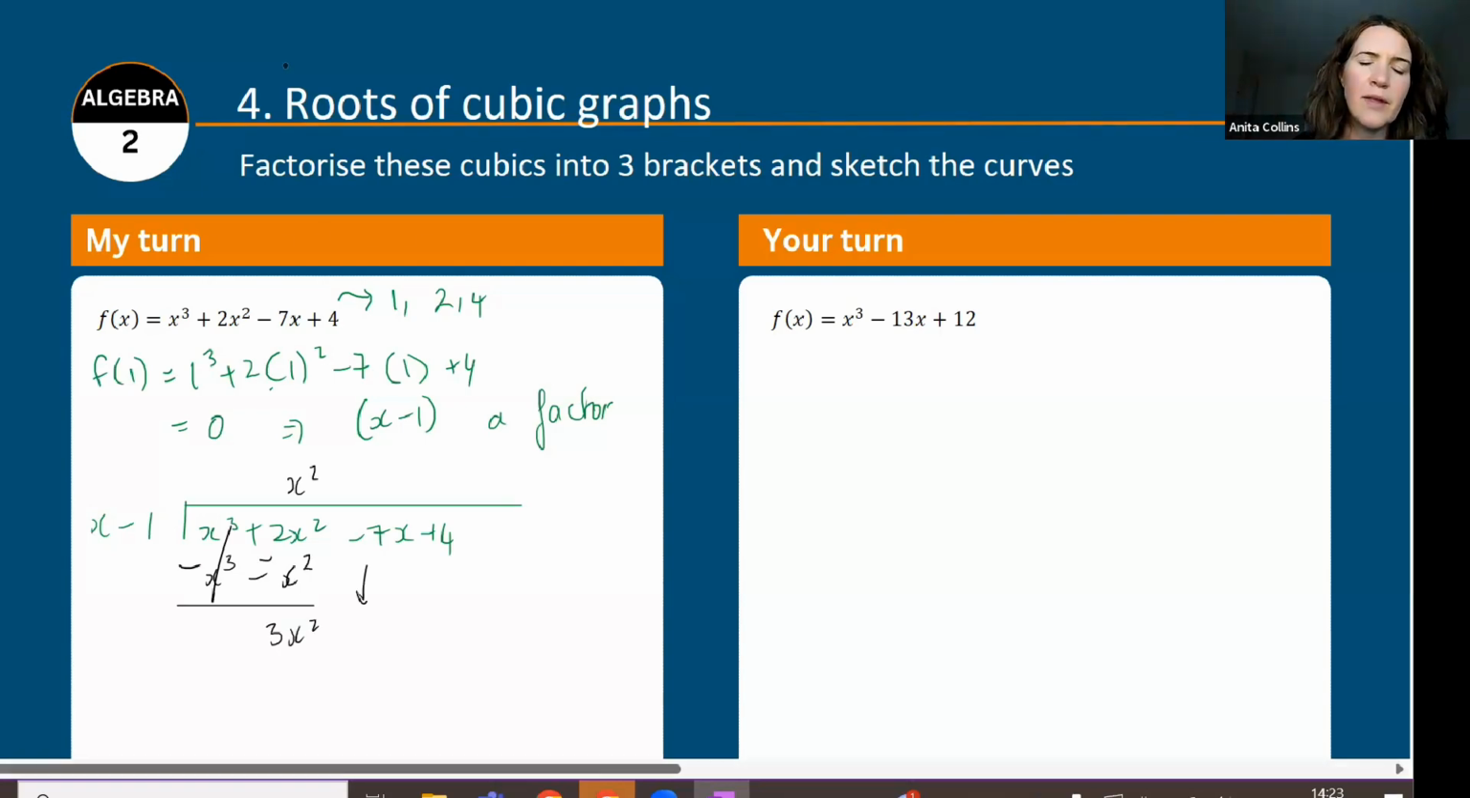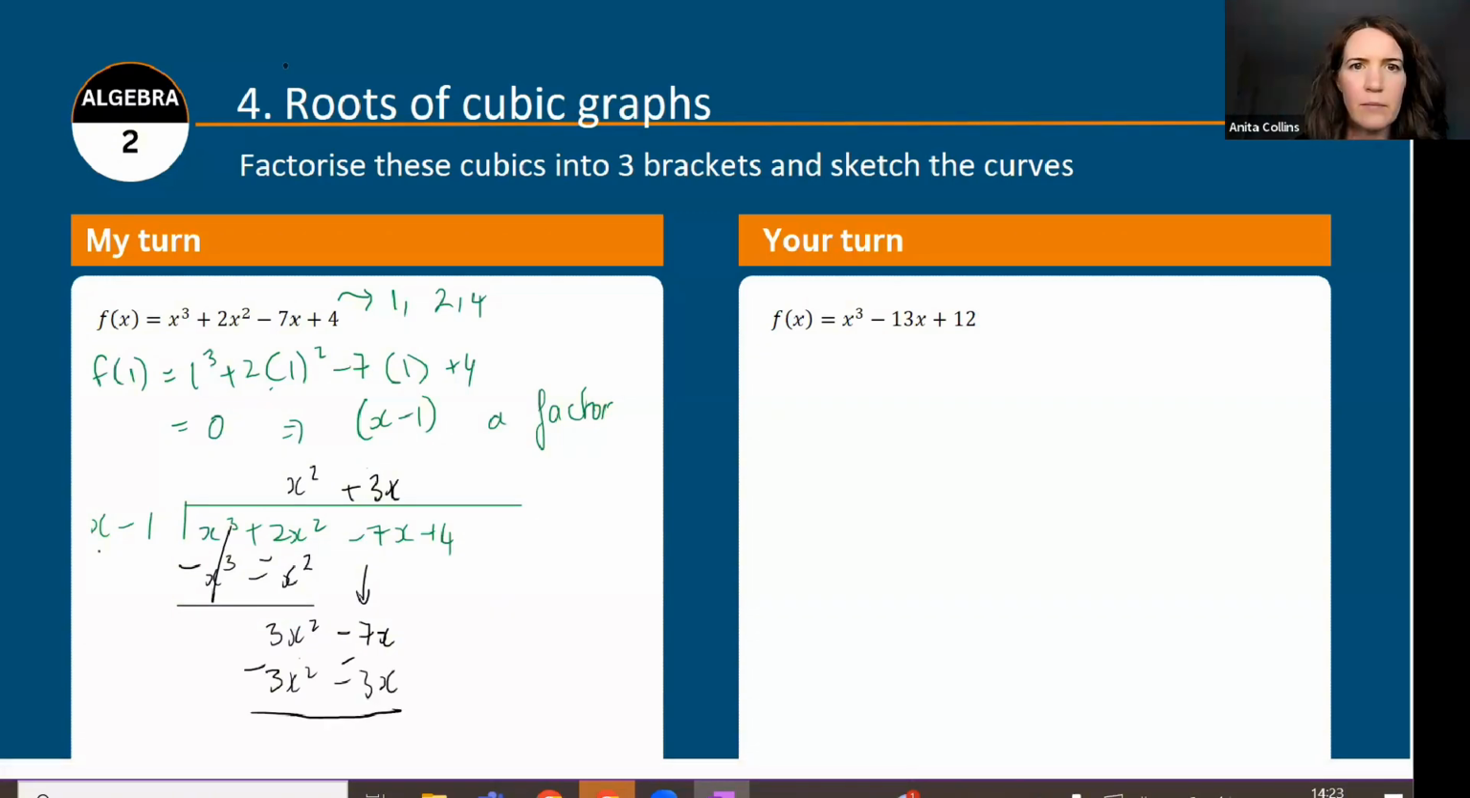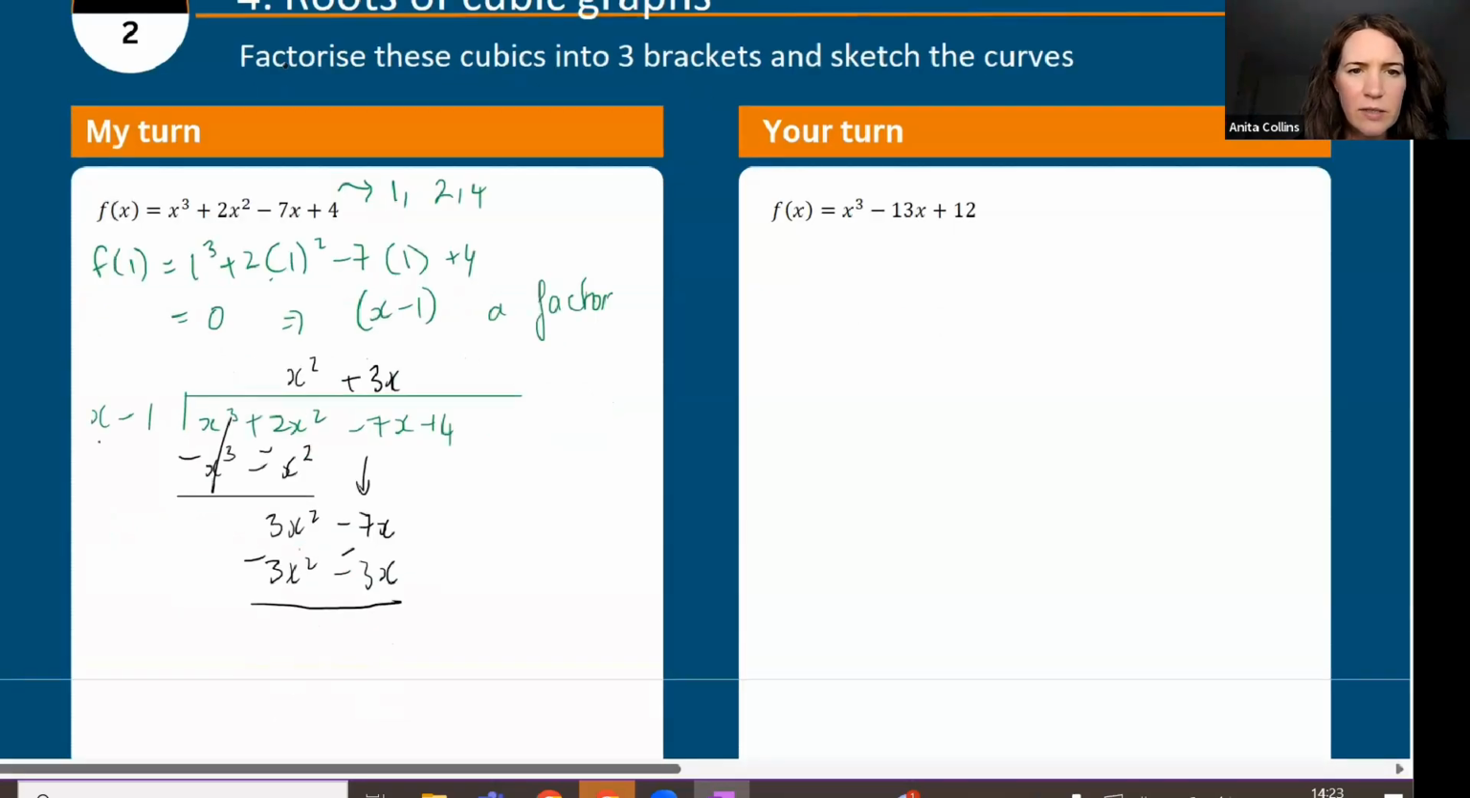Subtract, next step, bring down and back again. x into 3x squared is plus 3x. Multiply back, 3x times x is 3x squared. 3x times minus 1 is minus 3x. Subtract and bring down. Oh wait, subtract. Minus 7 plus 3 is minus 4x. Bring down. That's going to come down there and be a plus 4.